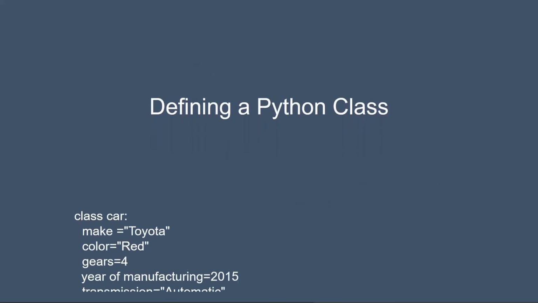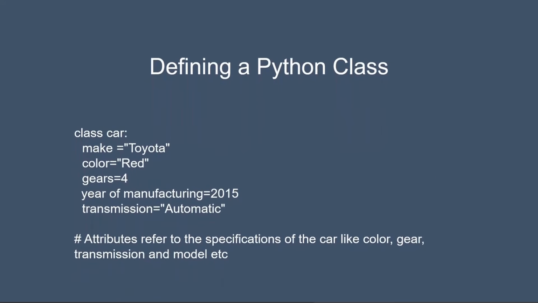A class can be created by class keyword followed by class name, and then we will set the attributes of that class. For example, if we create a class with the name of car, then we can set its attributes like car make, its color, its gears, year of manufacturing and transmission. These attributes will be assigned to the objects created with this class.